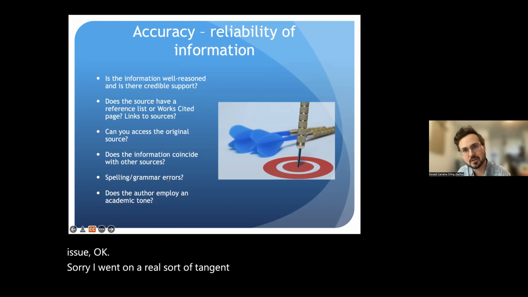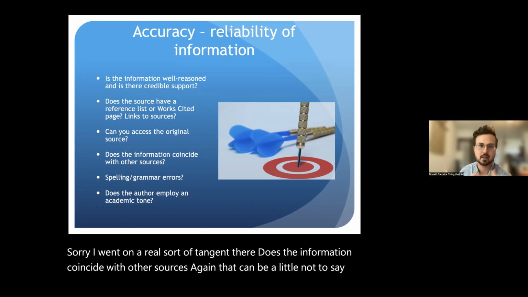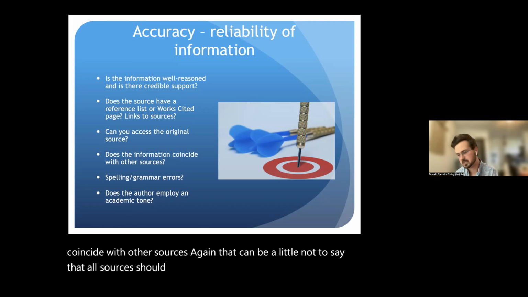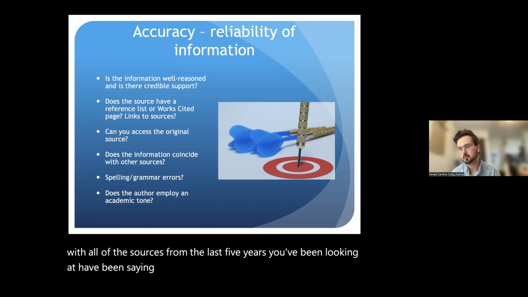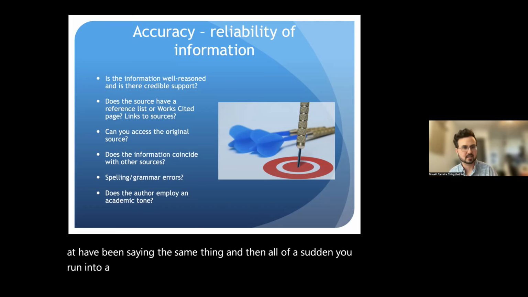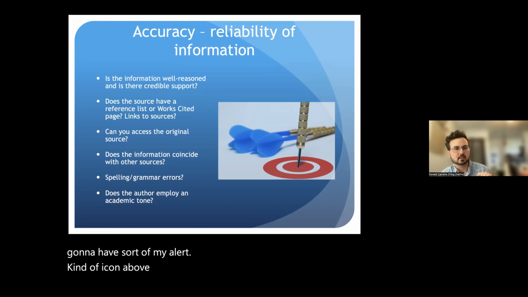Does the information coincide with other sources? Not to say that all sources should align, but unless that source is pretty recent, if all of the sources from the last 5 years that you've been looking at have been saying the same thing, and then all of a sudden you run into a source published around the same time that's saying something completely different, that's going to have sort of my alert icon above my head. I'm thinking, okay, what's going on here? Maybe I need to look a little bit more into this.